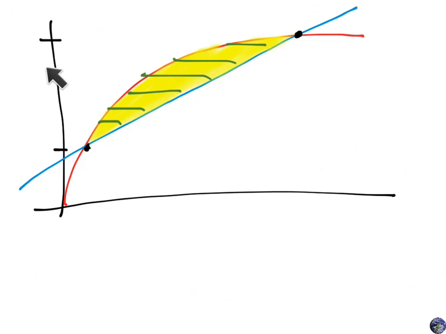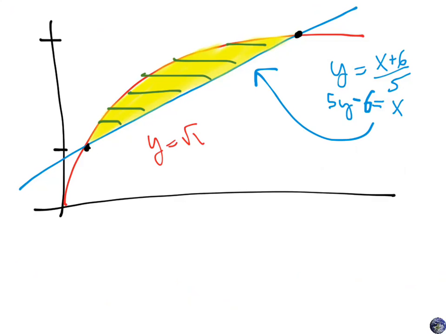So what you're going to want to do when you get it with respect to y is rewrite everything with y. So instead of y equals a formula of x's, it's going to be x equals a formula of y's. So instead of y equals x plus 6 over 5, we just rewrite that by multiplying both sides by 5. So you get that 5y equals x plus 6. And then subtract the 6 over. So 5y minus 6 is equal to x. So that right there is our blue line.